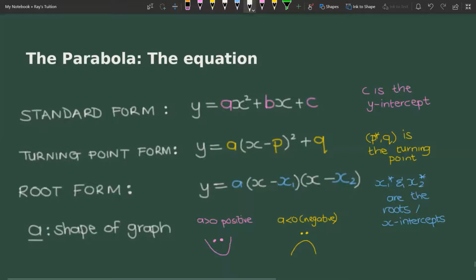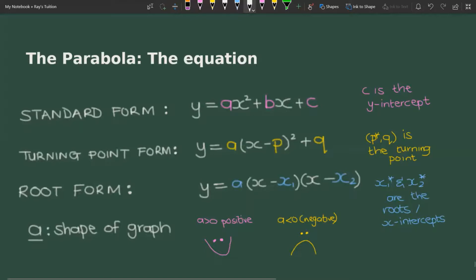So those are the three different forms of a parabola's equation, and you could easily move between forms by using the algebra techniques that you have learned. So for example, to get from the standard form to the turning point form, you'd have to complete the square. To get from standard form to root form, you would have to factorize. And to go from either root form to standard form or turning point form to standard form, you just multiply out. So the algebra that you have been learning is very, very important for having the ability and skill set to work with functions. So please make sure that your algebra is on track.